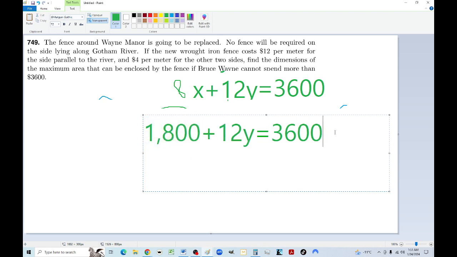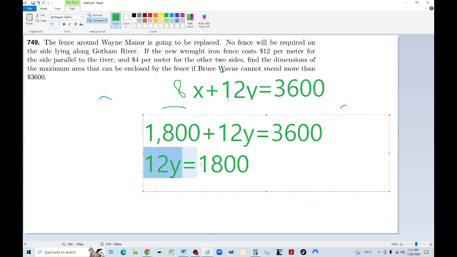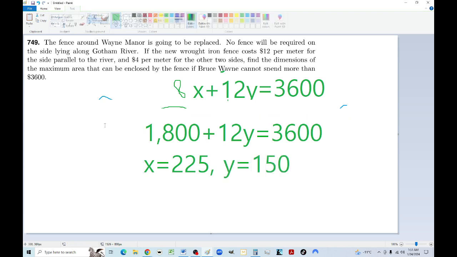Subtract 1800 from both sides. You get 12y is equal to 1800. And you're just going to divide that by 12. That means our y is 150. So x is 225 and y is 150. Going back, make sure you answer the question. Find the dimensions of the maximum area.